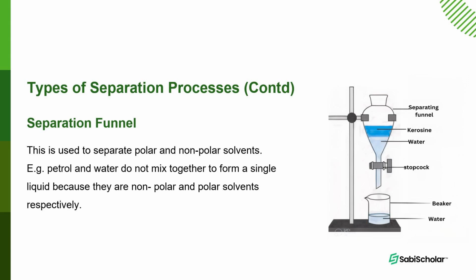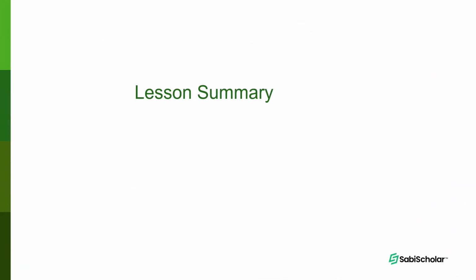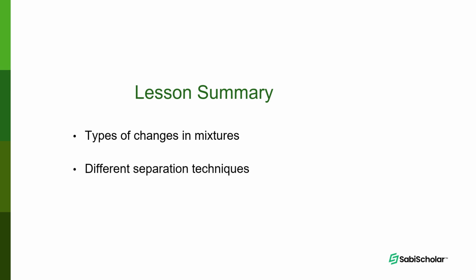All right, this brings us to the end of today's class, and I hope you have been following. We started with types of changes, chemical and physical. We said chemical forms a new substance, and it is irreversible. While physical doesn't form any new substance, and it is reversible. And we went into different separation techniques. We talked about evaporation, where we recover the solute and sacrifice our solvent by heating to dryness. We talked about distillation, where we recover our solvent.